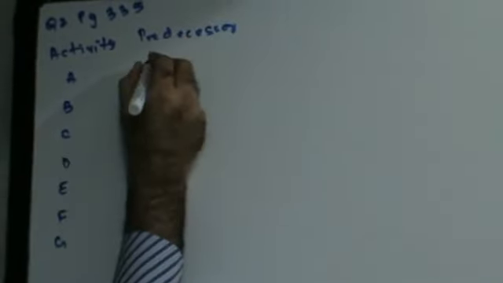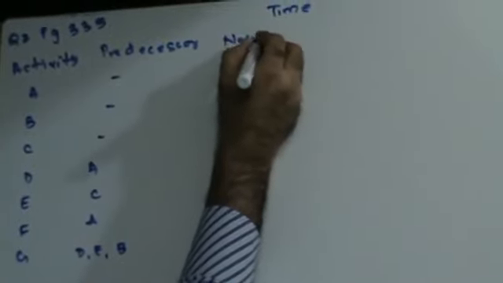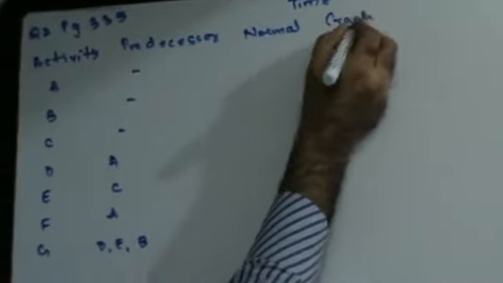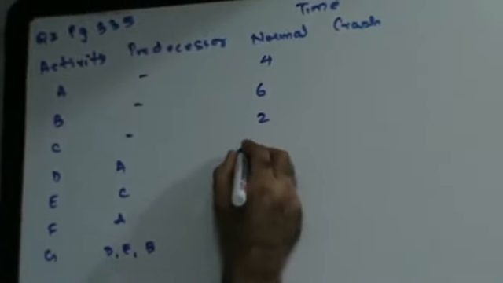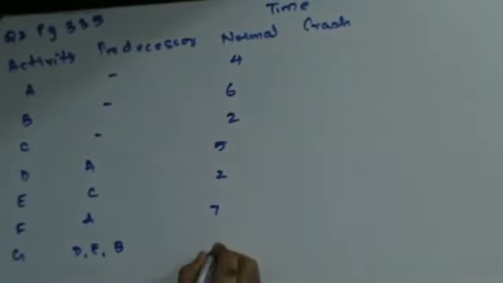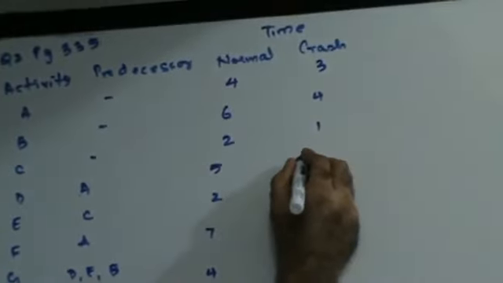Activity: C, D, E, F, G. Predecessor is A, C, A, D, E and D. Time: normal time is 4, 6, 2, 5, 2, 7, 4, and rash time is 3, 4, 1, 3, 2, 5, 2.